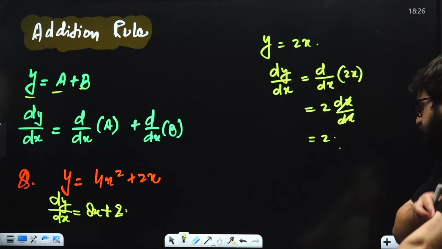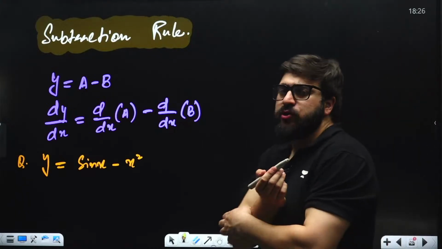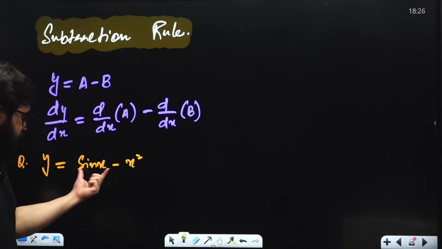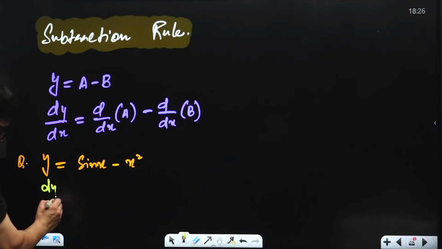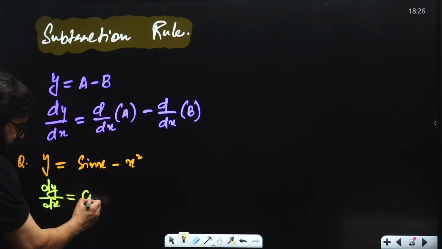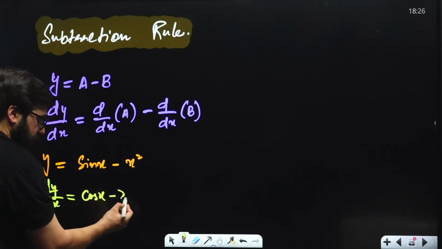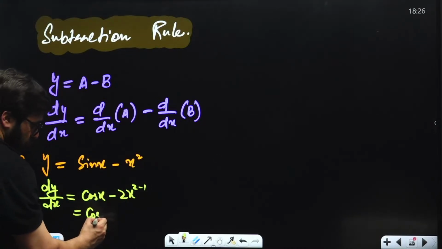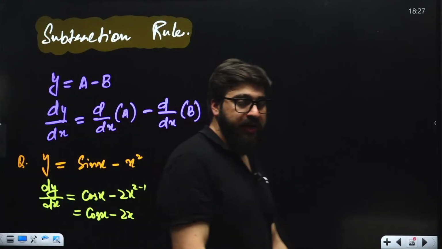Let's move on to the next one. Subtraction rule. If you have two functions in subtraction, like this minus this, how are you supposed to find dy by dx? So dy by dx in this case is, for sin x, simply cos of x, then minus. For x square, it is power down, x raised to the power 2 minus 1. So it will be simply cos of x minus 2x.